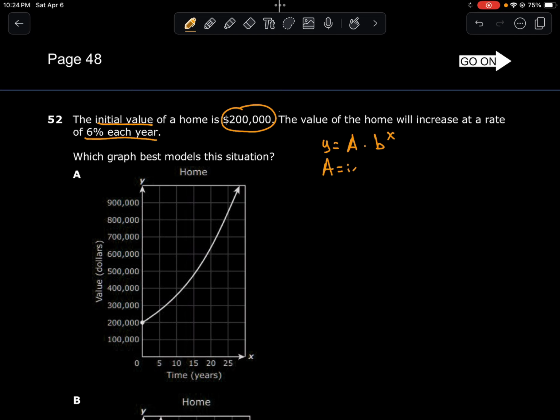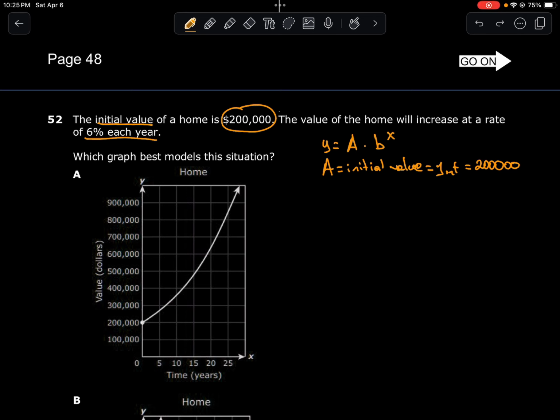We know that a is the initial value, on the graph is the y-intercept, and here is equal to 200,000. I am not going to put the comma in 200,000, to remind myself not to do it on the graphing calculator. The graphing calculator does not like commas in thousands, because it thinks it's a point, an x comma y, and it gets confused. So don't put a comma here. You can write it, but don't put it on the graphing calculator.